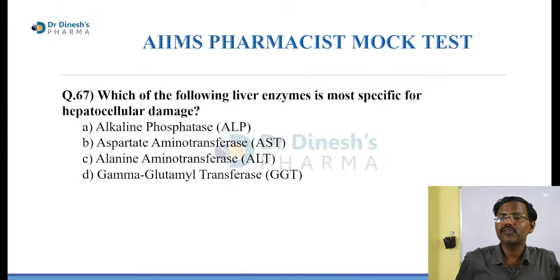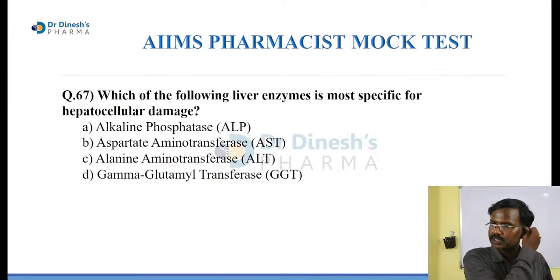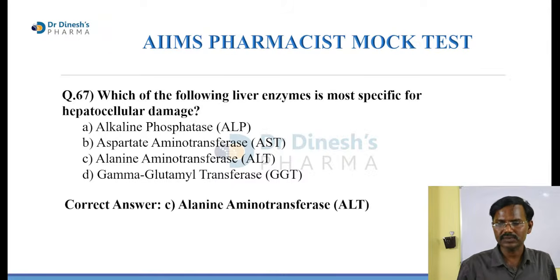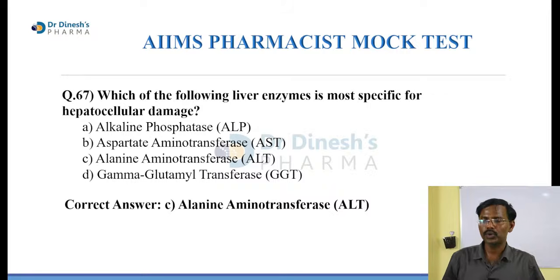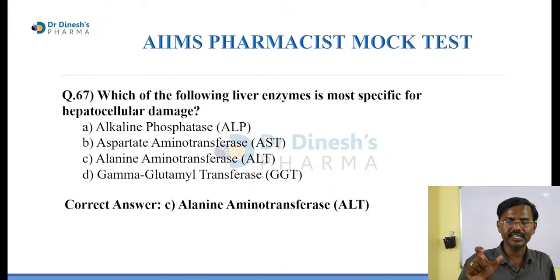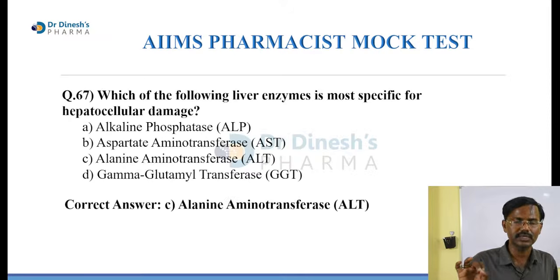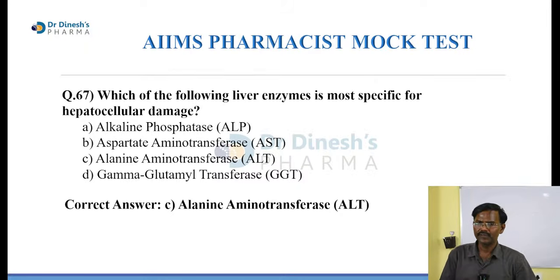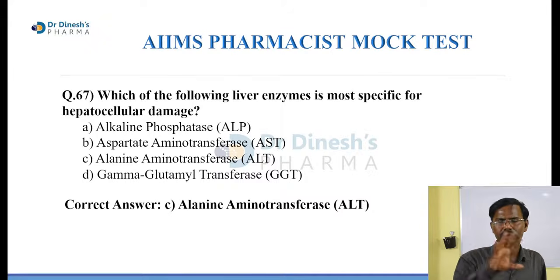Next. Which of the following liver enzymes is most specific for hepatocellular damage? Very very important from the biochemistry point of view. Alkaline phosphatase, aspartate aminotransferase, alanine aminotransferase, gamma glutamyl transferase. Very very important. The right answer is alanine aminotransferase, ALT. अगर आप LFT देख रहे हैं, right, आप biochemical profiles check कर रहे हैं, so this enzyme level should be monitored properly. What is the physiological condition, right? If you go through different blood CBP, complete health check profiles, so these common tests are suggested by the doctor.